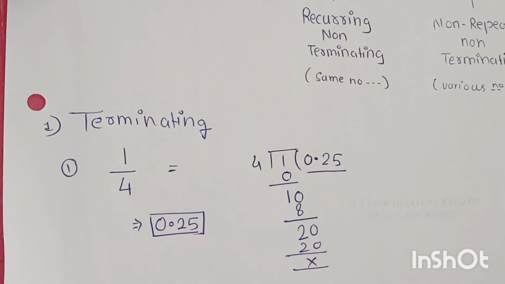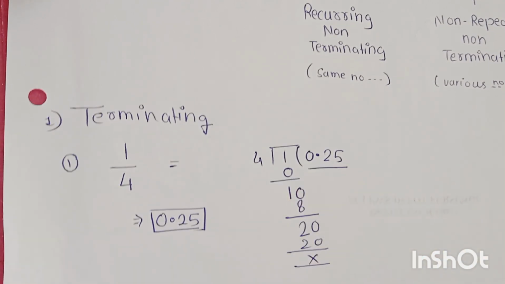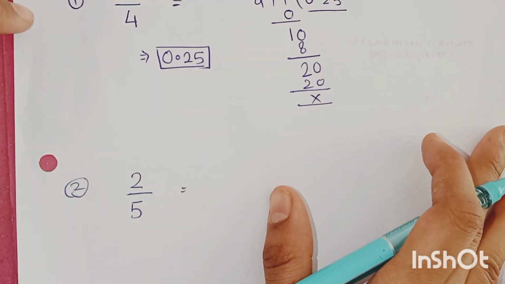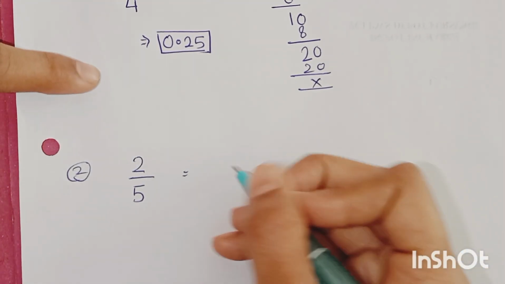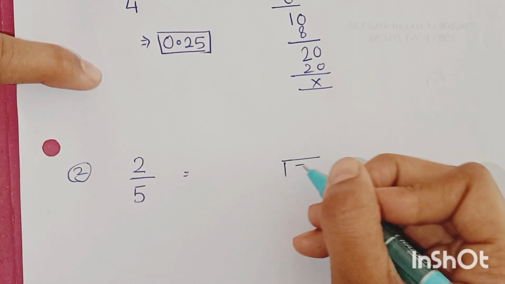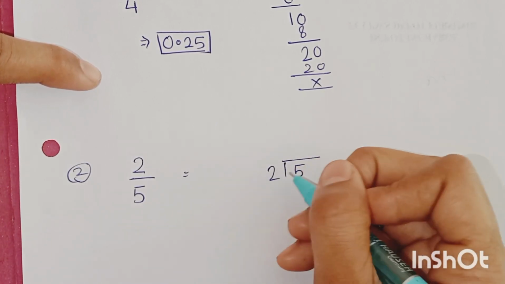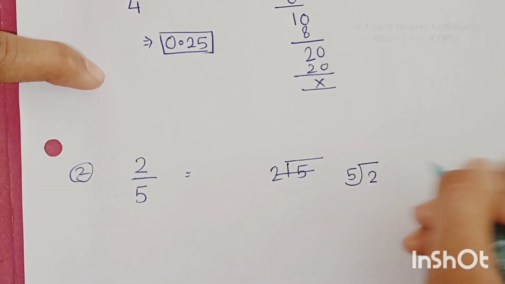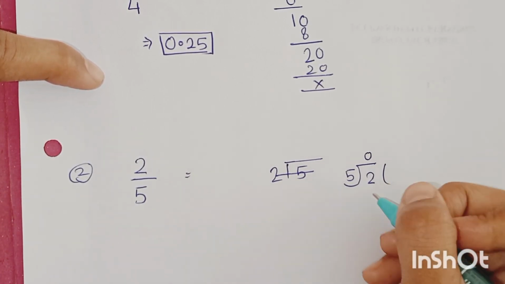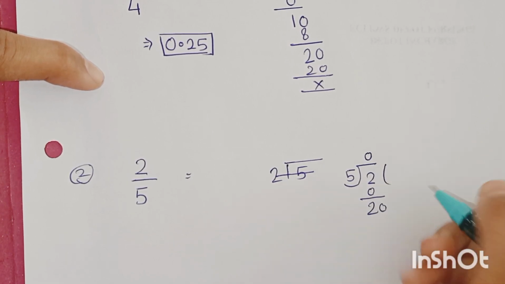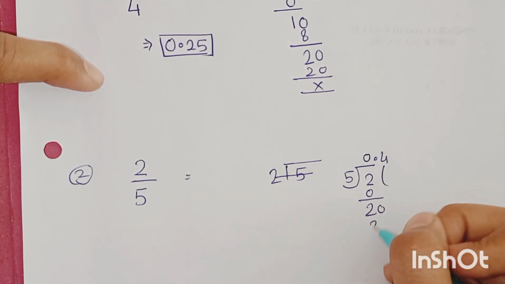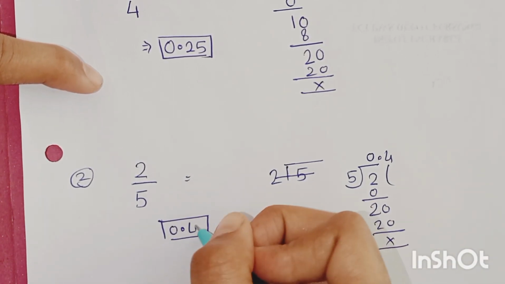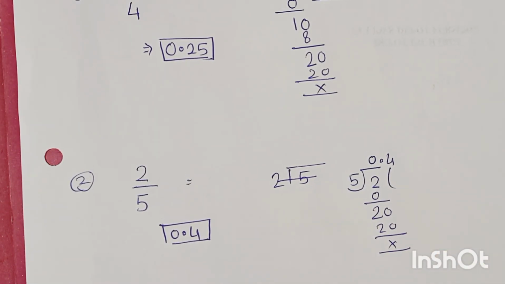Let us move to the next question of terminating numbers only. Next is 2 by 5. 2 by 5 is in fraction form and we will convert this fraction form into decimal. So, 2 divided by 5, like this, 5 is the divisor and 2 is the dividend. 5 zeros are 0, then 20, 5 fours are 20, done with the division successfully. So this is also an example of a terminating number, that is 0.4.